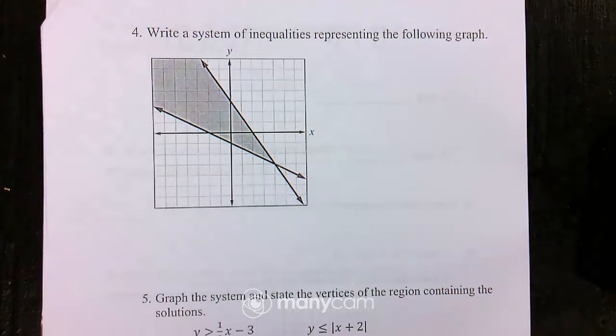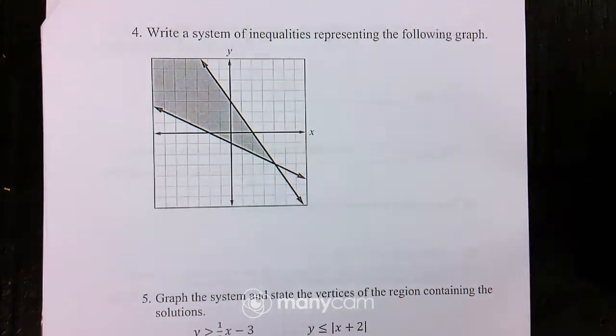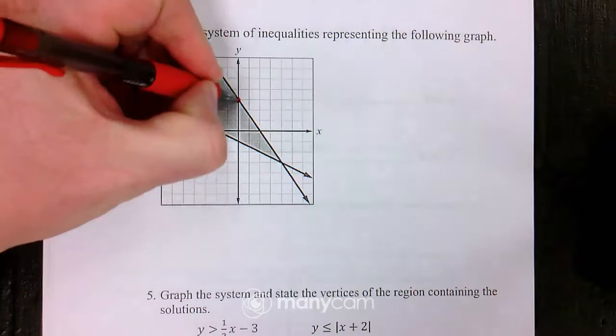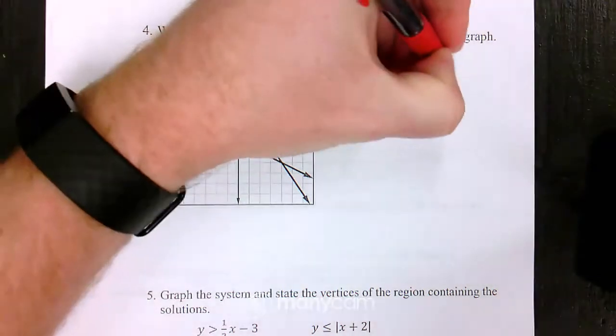Alright, so this one, all I'm going to do is find my 2 equations. I'll start with this line right here. I find my y-intercept, which is plus 1, 2, 3, so I know it's going to have plus 3.